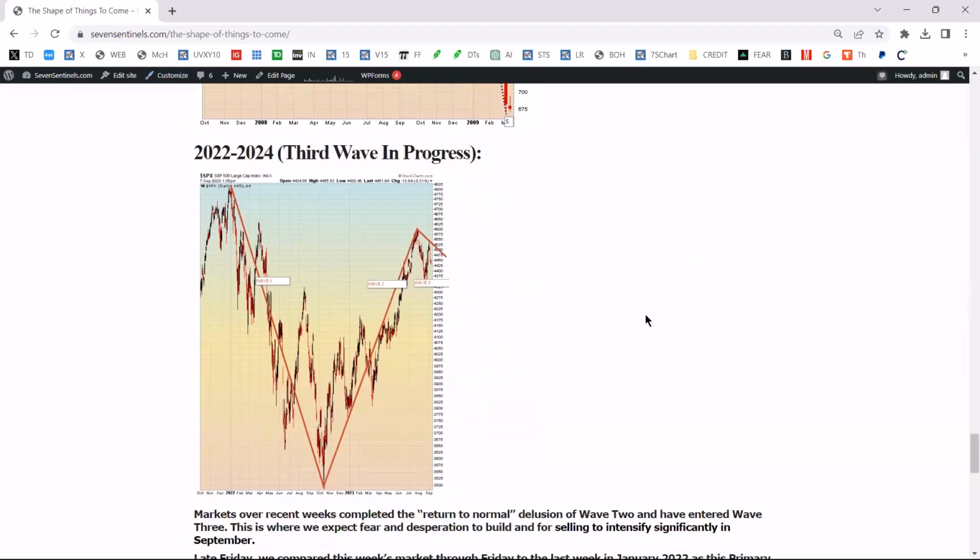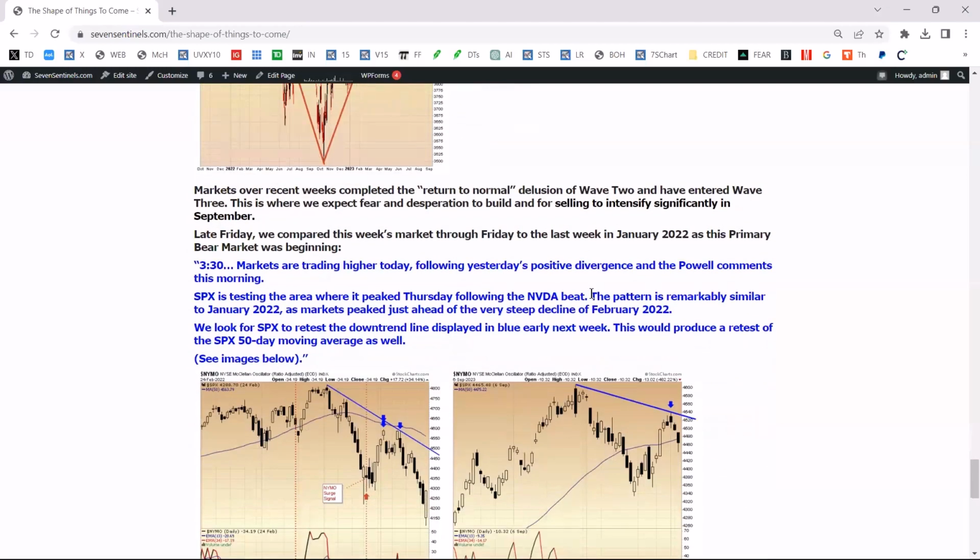And here we are, 2022, and I'm calling this the 2022 to 2024 bear market in progress. We had wave one, started right from the second day of 2022, and that first wave bottomed in October 2022. We had a second wave up over the last 9 months, peaking in July, and then we began the third wave down. We are in the third wave down.